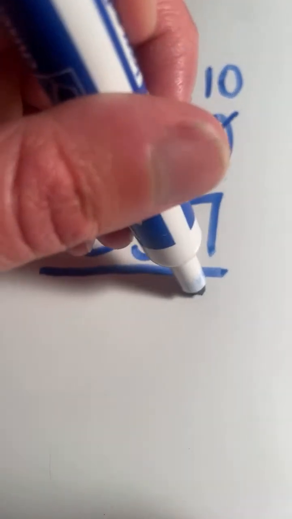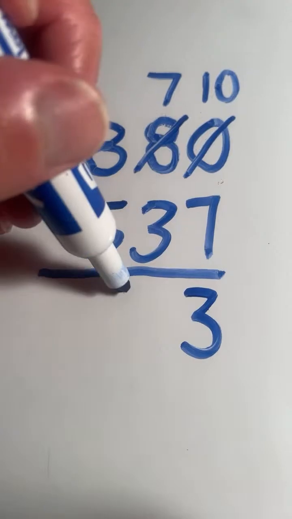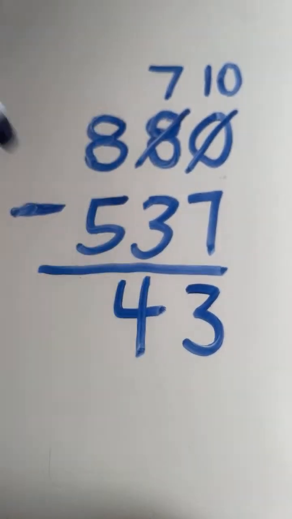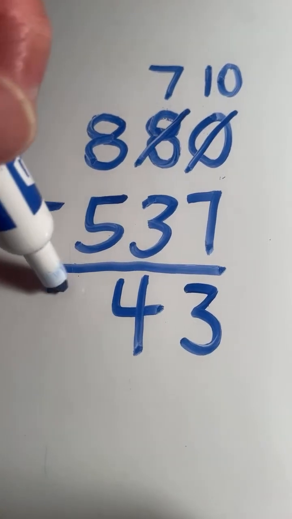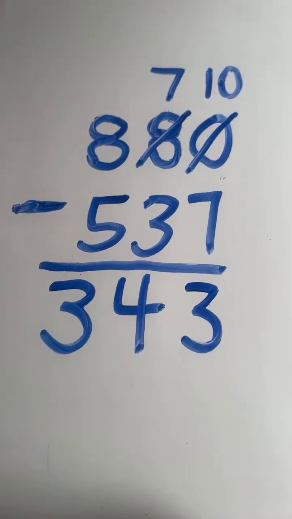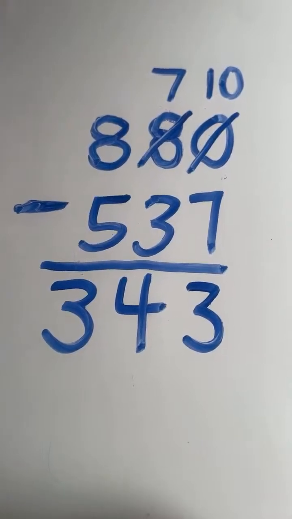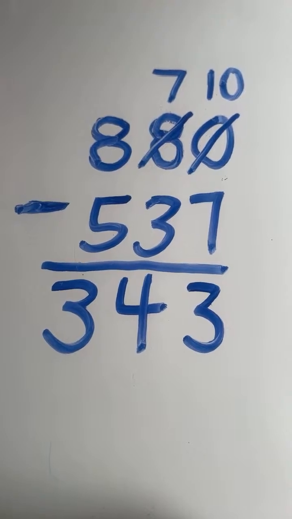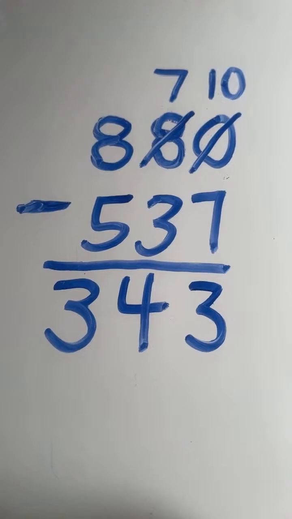10 minus 7 equals 3. 7 minus 3 equals 4. 8 minus 5 equals 3. And we have our final answer. 880 minus 537 equals 343. Moving on to the next example problem.